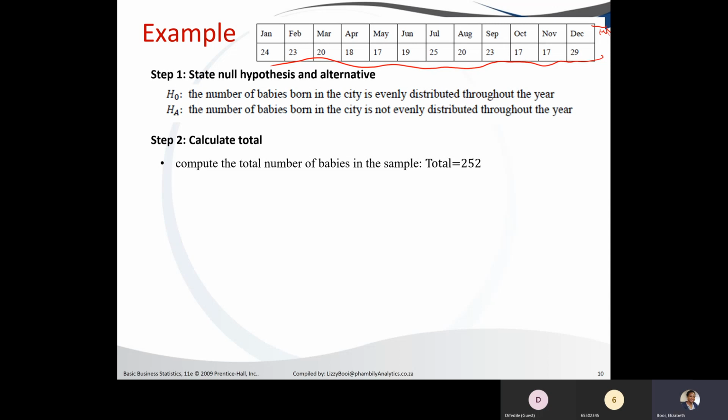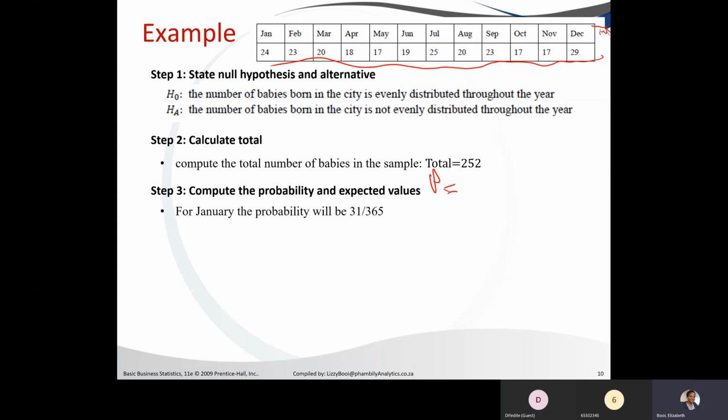Good. The next step is for us to calculate the probability, because they haven't given us the probability. If they would have given us the probability, it would have been easy. Then we can calculate the expected value. But since they didn't give us the probability, we can calculate the probabilities. We know that January has 31 days. So to calculate the probability for January will be 31 days divided by 365 days. And that will give us the probability of January, which will be 0.0845 some number. So you need to write all of those numbers down.